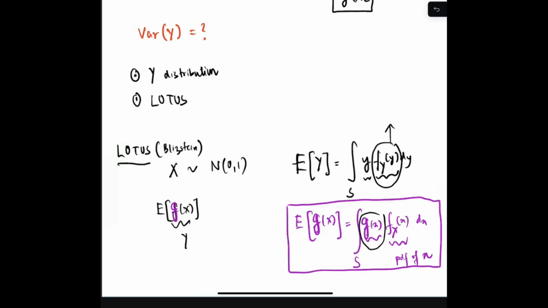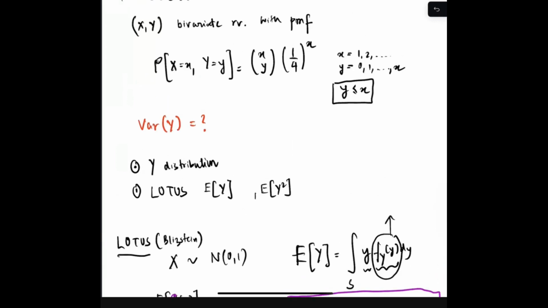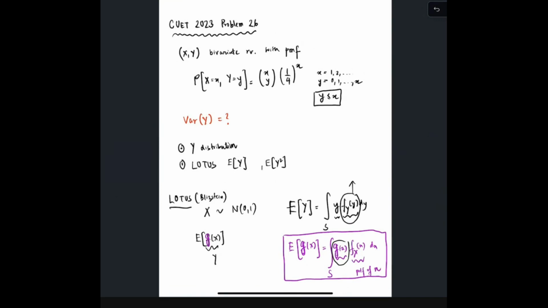So based on this, you can also do it using LOTUS. Instead of just finding the distribution, can we use similar things to find the expectation of y and the expectation of y squared? But what can we do to find it? Let's see. That's the whole part of the problem.